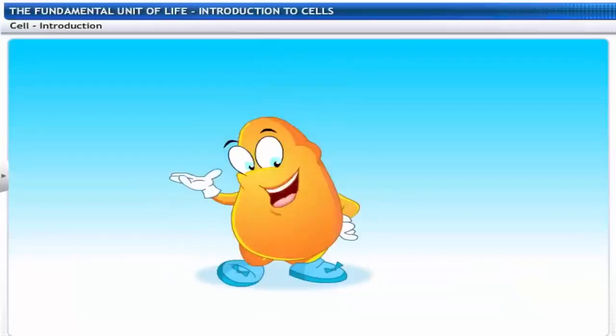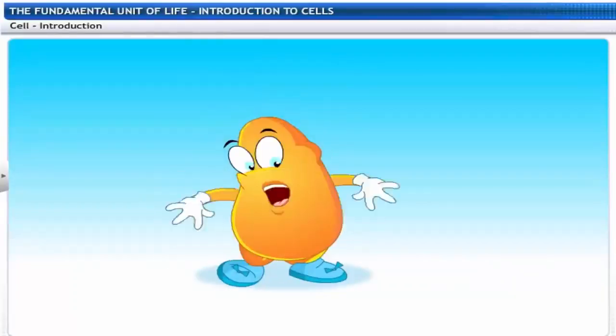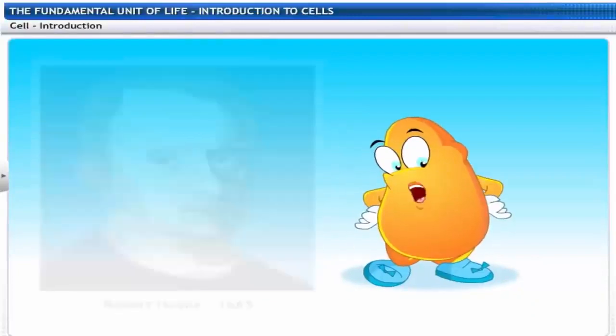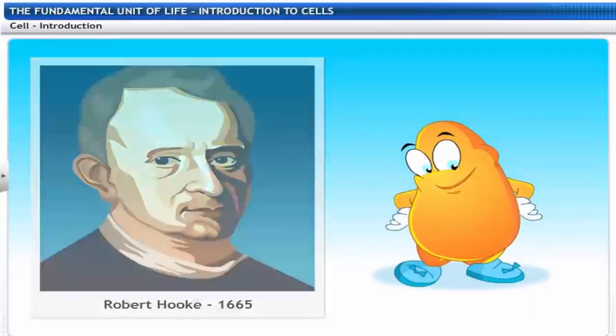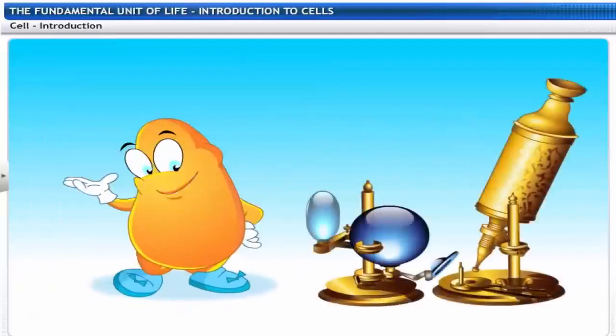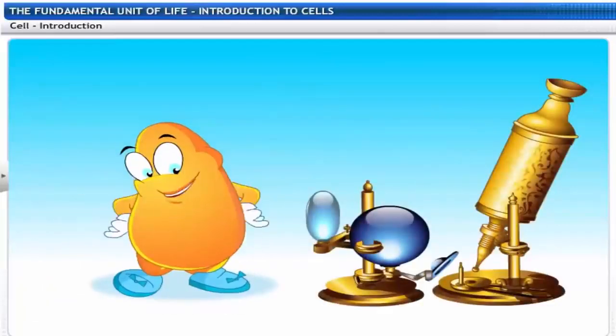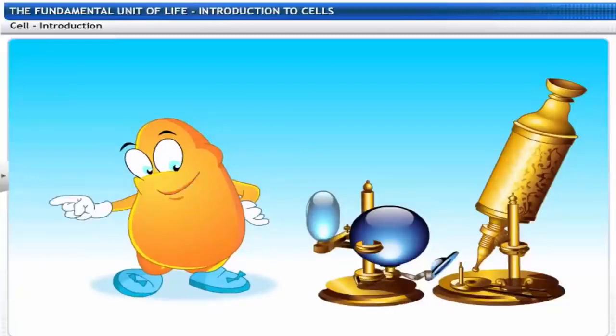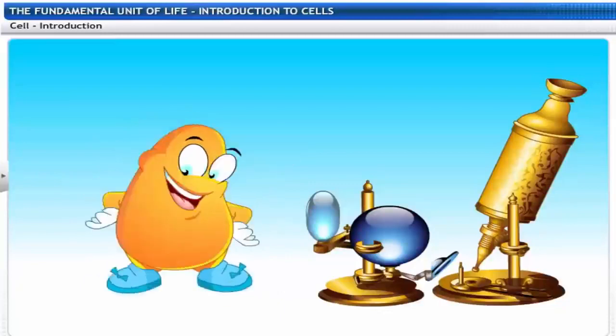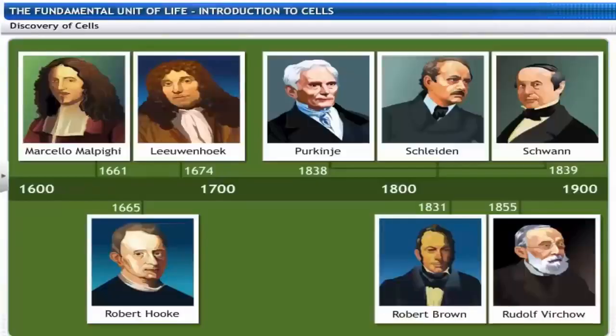Hi, I'm the great builder. Nobody knew me until my good friend, Mr. Hook, spotted me through a microscope and gave me a name. Living organisms know me better as cell. Does that ring a bell? You'll soon know more about me. The discovery of cells dates back to the 17th century and is associated with the invention of microscopes.